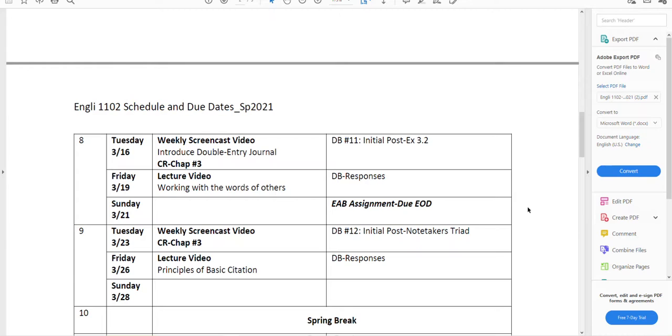Get Chapter 3 and also the annotated bibliography cleaned up before spring break.